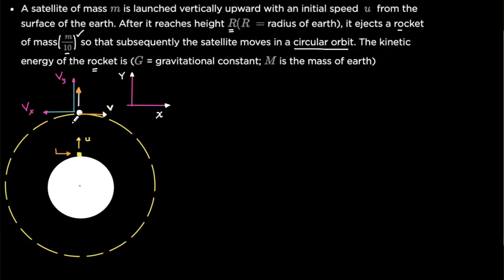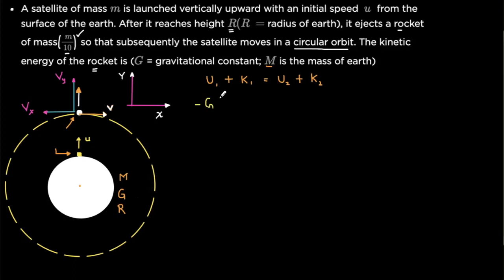From here till the point the rocket is getting ejected, I can conserve the energy. So I can say U1 plus K1 is equal to U2 plus K2. This is the conservation of mechanical energy equation. I'm going to take the mass of the Earth as M, which they want you to take, so that's why it is given. G is the gravitational constant, and R is also given, my dear friends. In this equation, we'll just have to substitute.